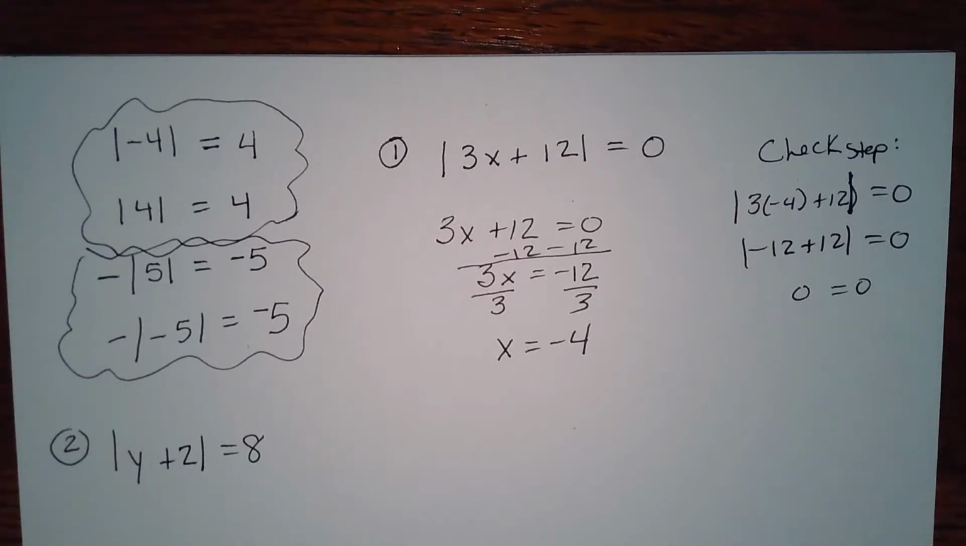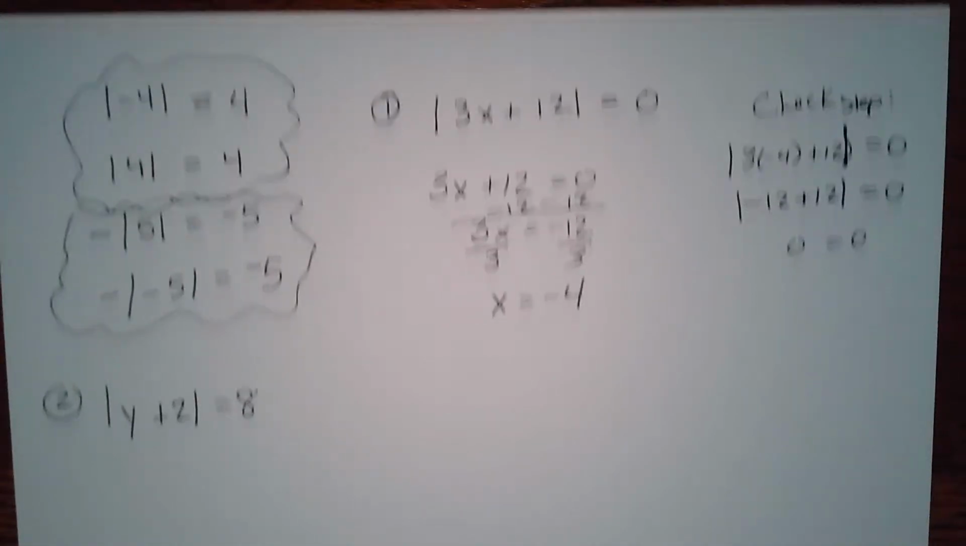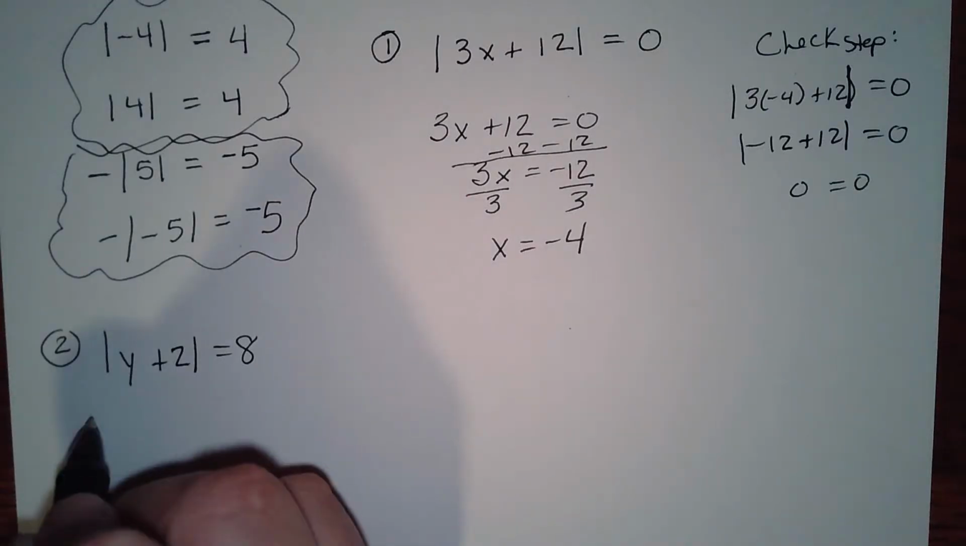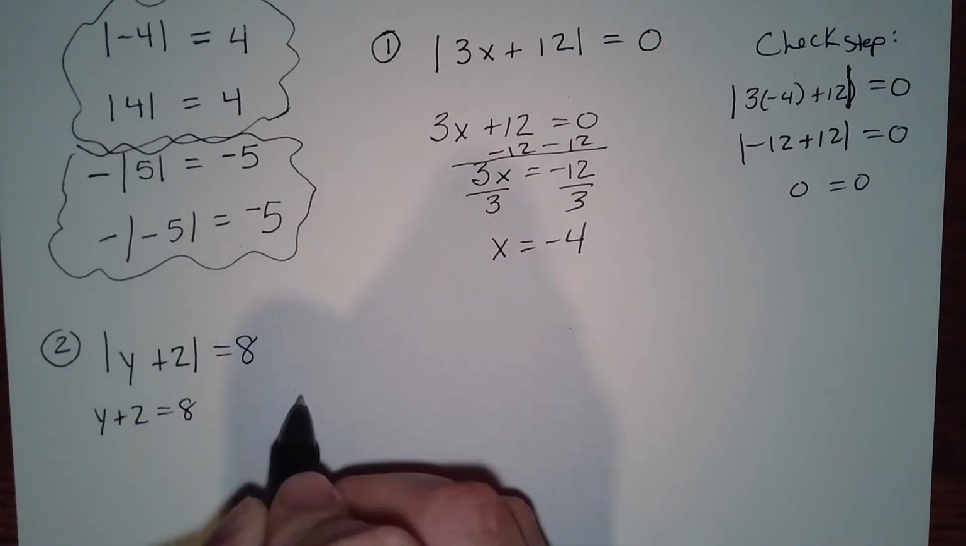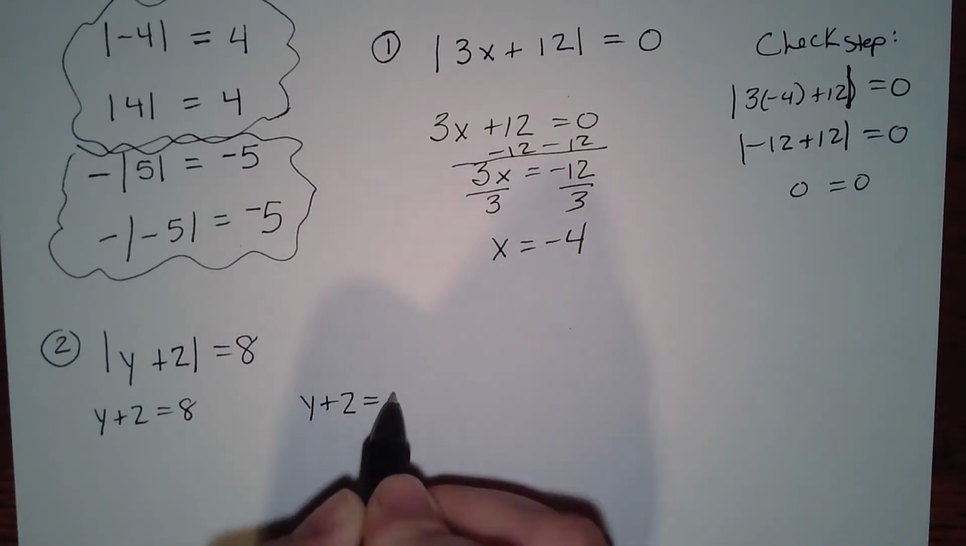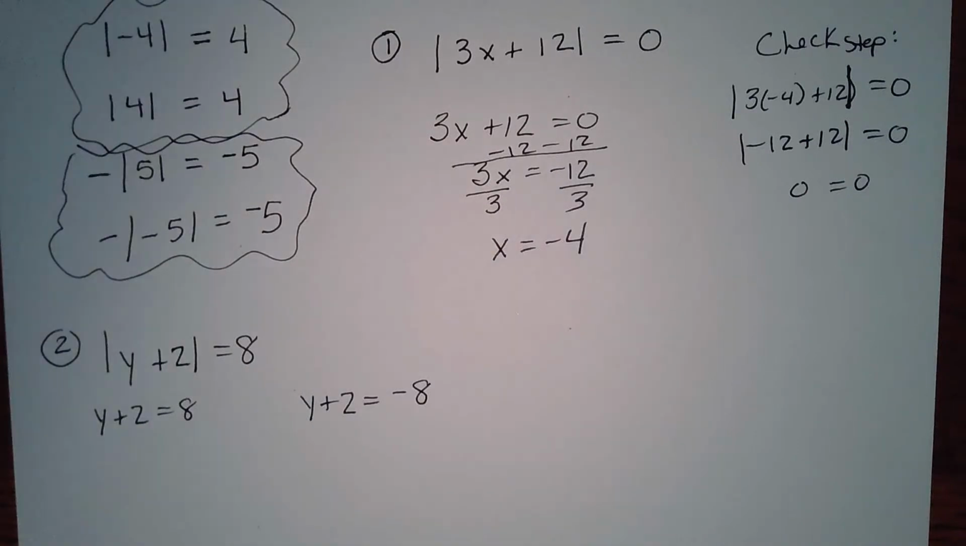Okay, so now that we know that there's one positive and one negative, we're going to rewrite it so that it shows that, dropping the absolute value. So y plus 2 equals 8, and y plus 2 equals -8. This is why it's so important to isolate that absolute value on the left side. Otherwise, the negative is going to mess everything up. Now, we just work it like we normally would.